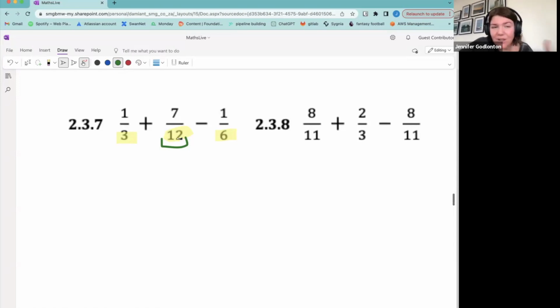Remember, your math teachers are not trying to trick you. They're trying to help you. If you look at the question like 2.3.8, we've got the 3 and we've got an 11. Now, 3 can't go into 11 and 11 can't go into 3. So then we're just going to multiply those together. So we're going to say 11 times 3 and we're going to get 33. But in this one, we can say, well, 3 goes into 12 and 6 goes into 12. So we know our denominator that we're wanting is 12.